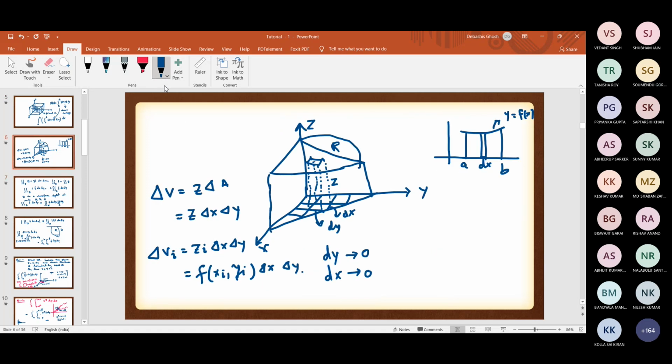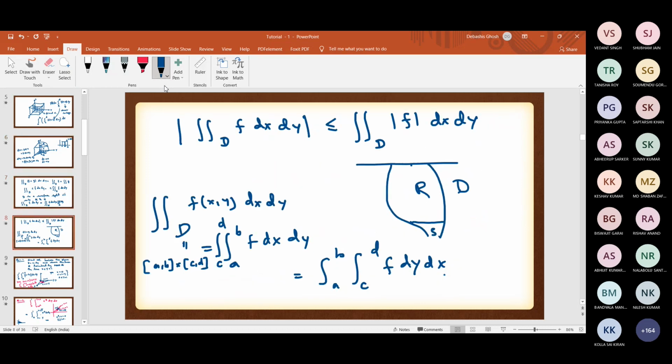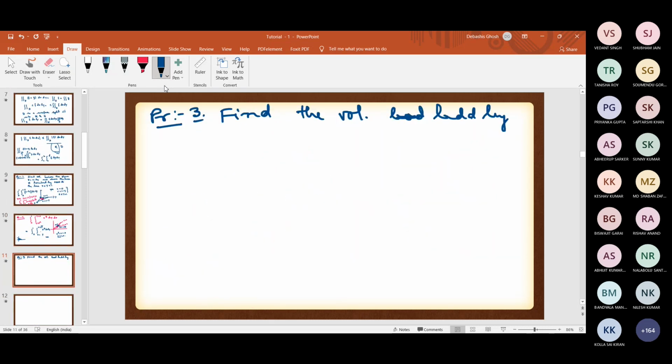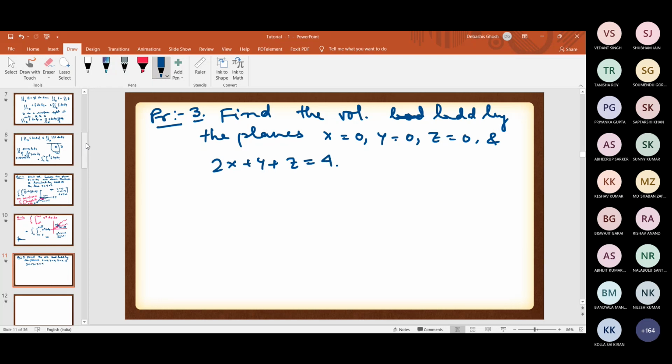So these two figures actually give you the total idea of what we are doing and what it represents. Okay, we solve one more problem. That's also easy. Find the volume bounded by the planes x equals 0, y equals 0, z equals 0, and x plus z equals 4. That you need to compute.